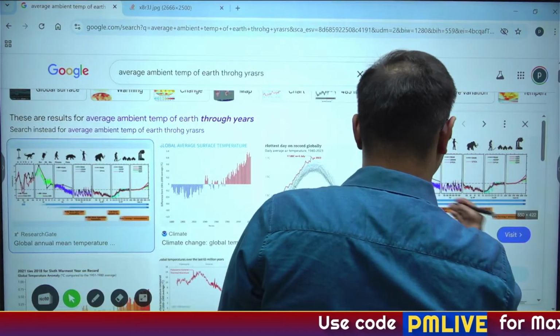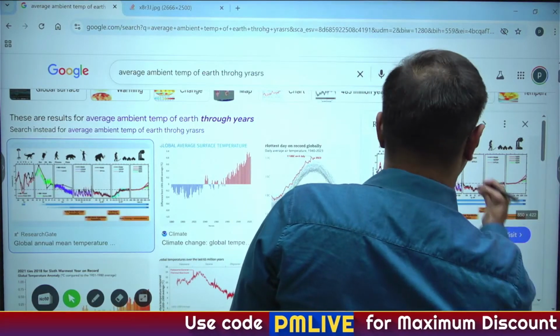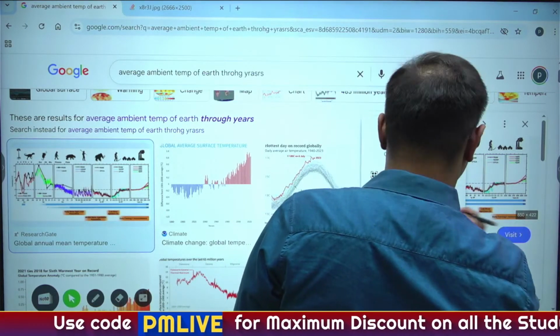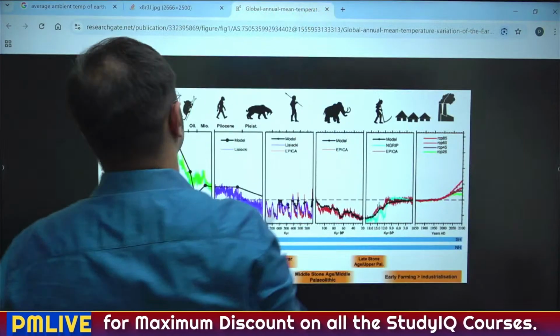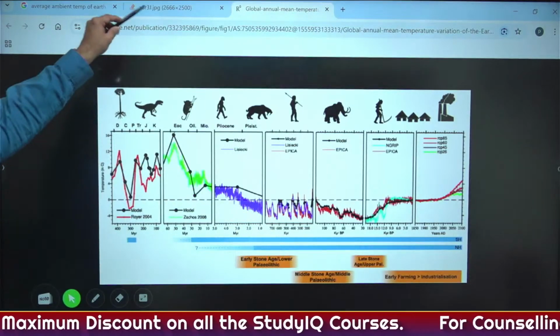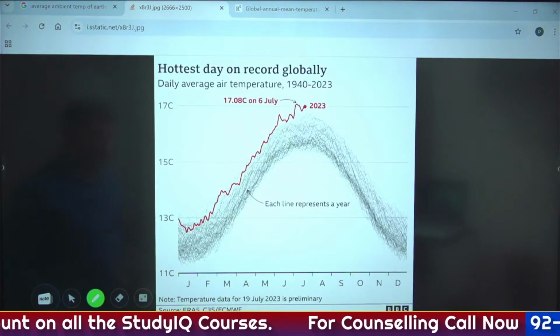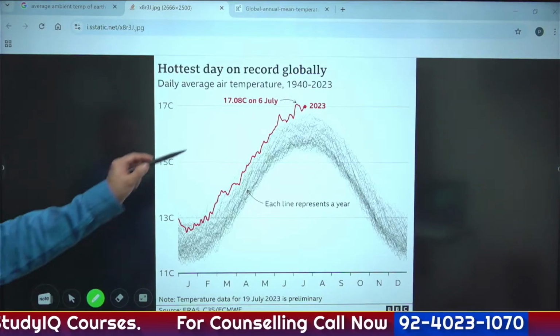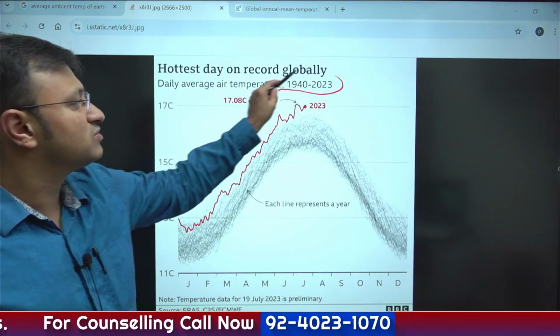I guess this is even better. Let me just open up this image. This will help you in understanding basically what has happened. So now if you see the global average ambient temperature, this is from 1940 till 2023.